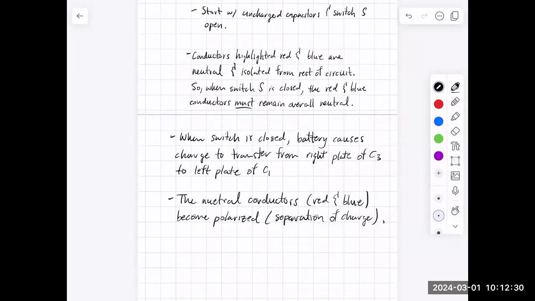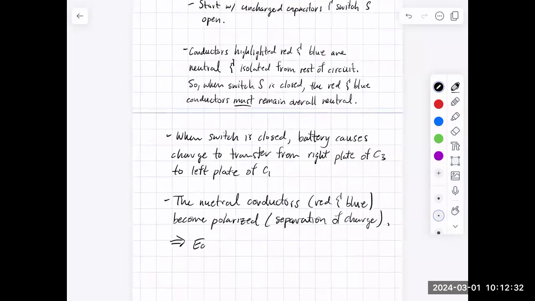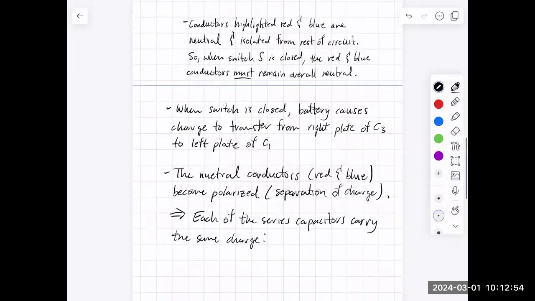Okay, and the result is that each of the series capacitors carry the same charge. So if we wanted to describe the charge of C1, it would be the same as the charge on C2, which is the same as the charge on C3, and we could just call that Q. So I wrote it as a positive Q, but one plate is plus Q, and then the other one is at minus Q.